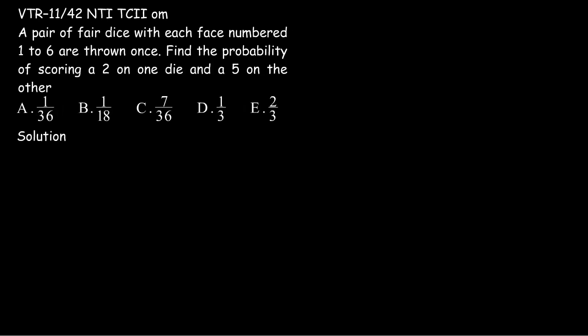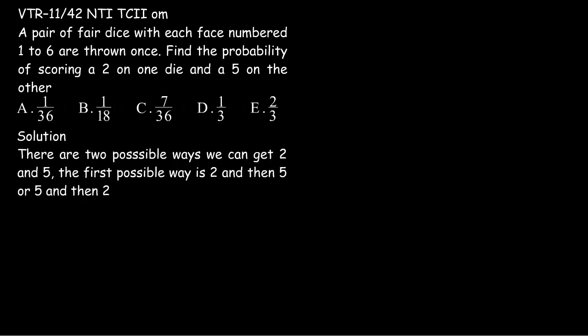We have another question that states that a pair of fair dice, with each face numbered 1 to 6, are thrown once. Find the probability of scoring a 2 on one die and a 5 on the other. Now for our solution, there are 2 possible ways we can get 2 and 5. The first possible way is the first die having the 2 and the second die having the 5, or the reverse, the first die having the 5 and the second die having the 2.